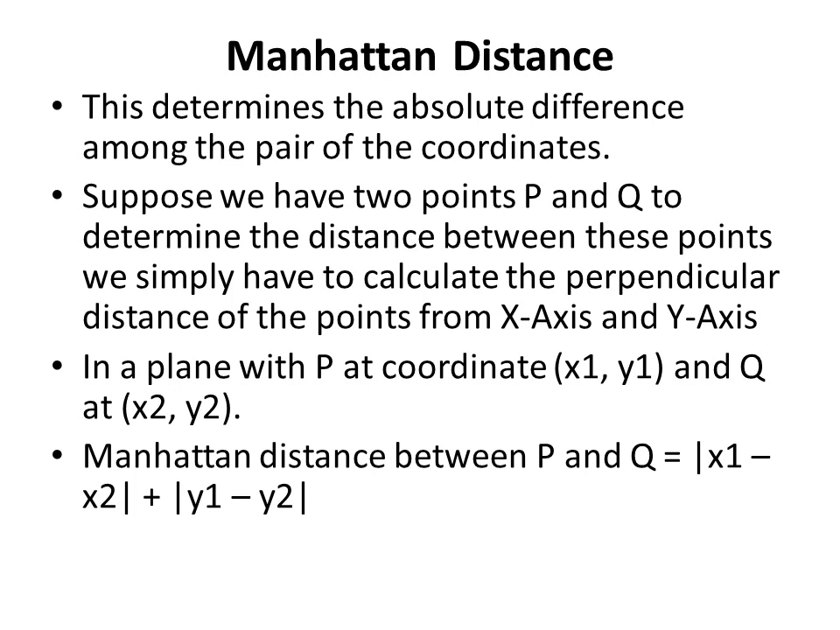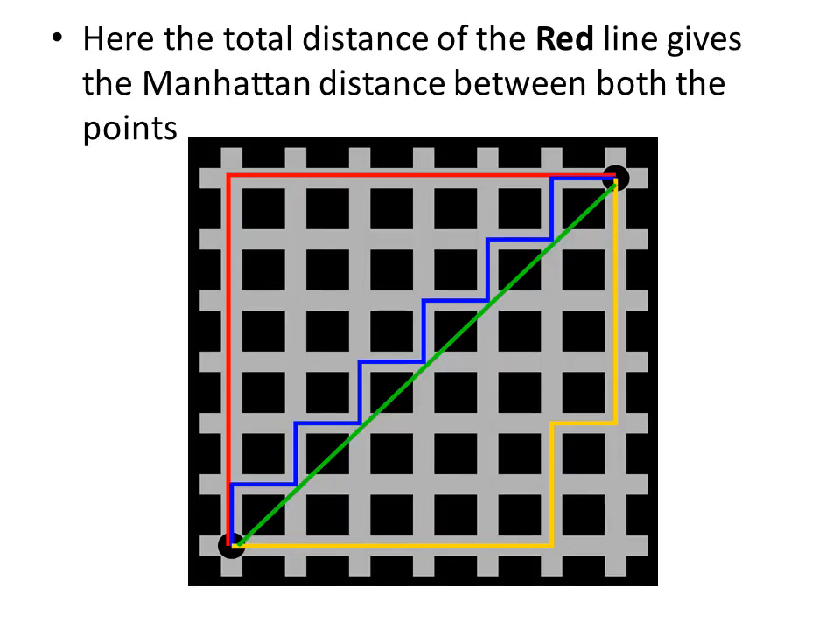In a plane with P at coordinate x1, y1 and Q at x2, y2, the Manhattan distance between P and Q will be the absolute of x1 minus x2 plus the absolute of y1 minus y2.